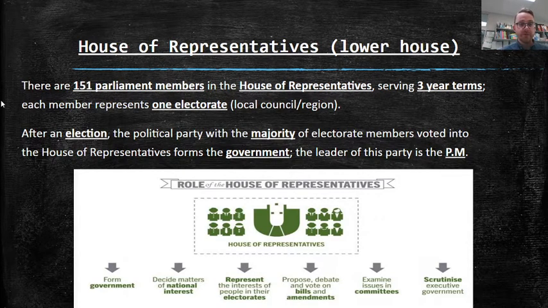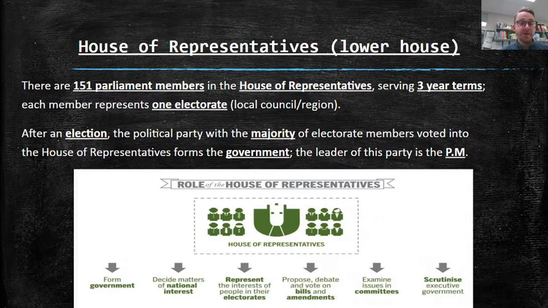So we have 151 electorates in Australia, and each of the Parliament members in the House of Reps represents one of them. So it's kind of like your local politician. Our local politician is Gladys Liu. She came into school actually last year. We've got her in the yearbook.